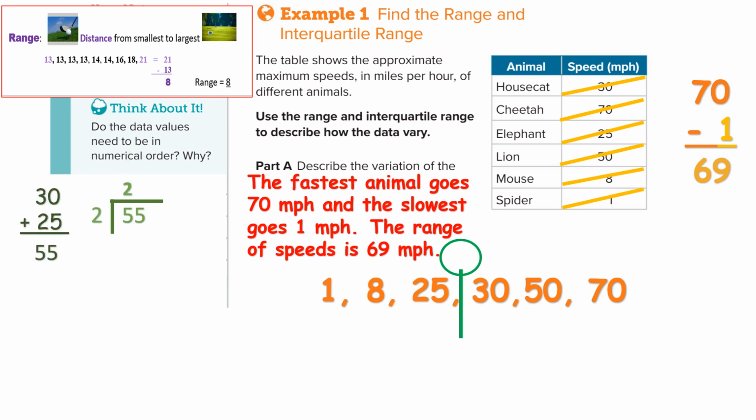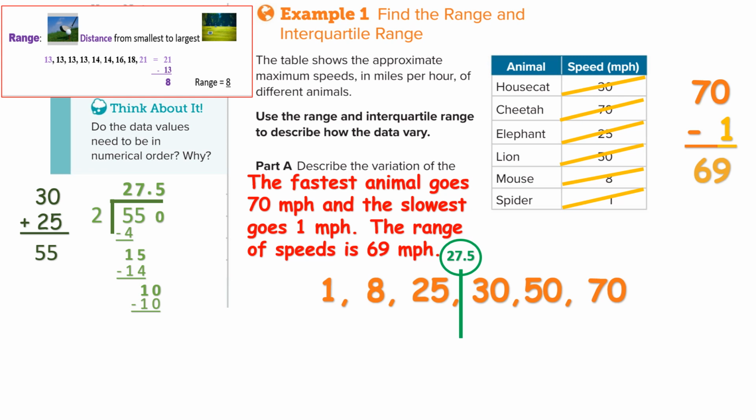I'm going to divide 55 by 2, and I have 2 with the remainder of 1. So 15 by bringing down the 5, and 2 goes into 15 7 times with the remainder of 1. Once again, I want to add a decimal, a 0, and then bring down the 0, and 2 goes into 10 5 times. So the median of the group, the median of all the data, is 27.5 miles per hour.